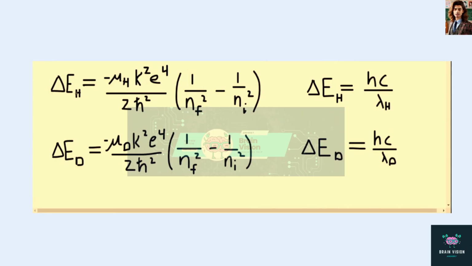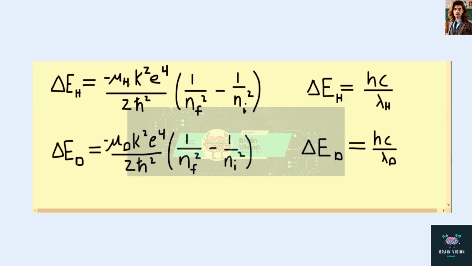To do the proof for part A, we're going to consider the fact that the change in energy for hydrogen, delta E, is equal to minus mu sub H, which is the reduced mass, times the Coulomb constant K squared, times the charge of the electron to the fourth, divided by 2 h bar squared. This is multiplied by the difference of 1 over the final state squared minus 1 over the initial state squared. The change in energy for deuterium is the exact same, except this time we have mu sub D, the reduced mass for deuterium.